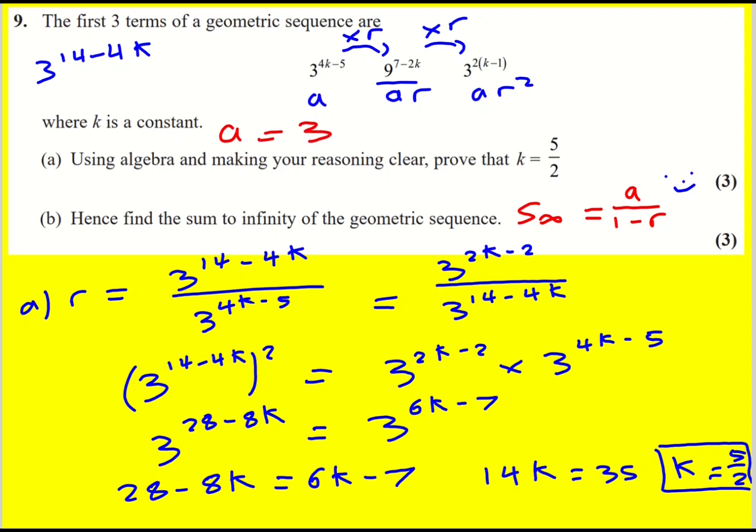It's going to be, right, 4 times 5 over 2 is actually 10. So it's going to be 10 minus 5. It's going to be 3 to the 5, which ends up being 243. So that is my first term.